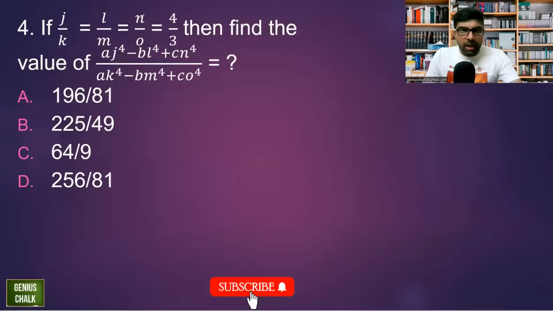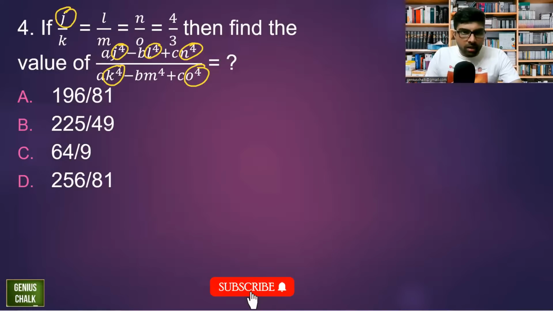The question says JK, LM, NO are all in the same ratio, 4:3. We have to find the value of this expression with power 4. What we observe here is that all these variables have the same degree. If they have the same degree, we'll have our answer.